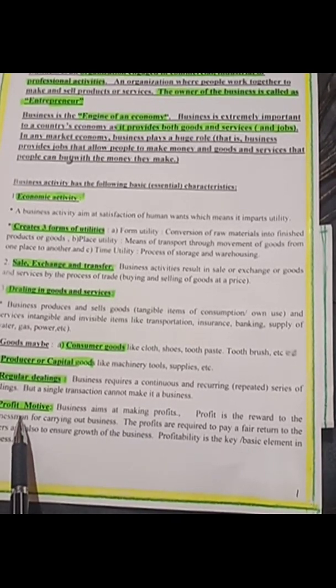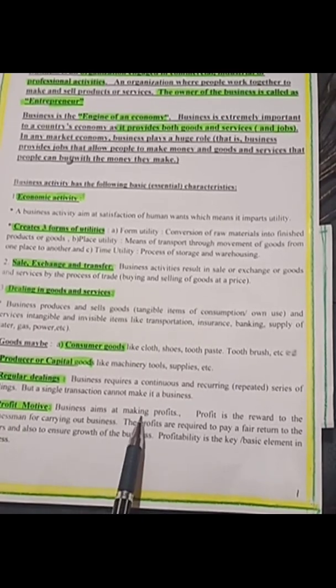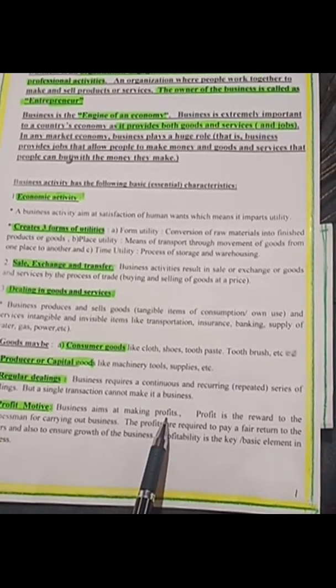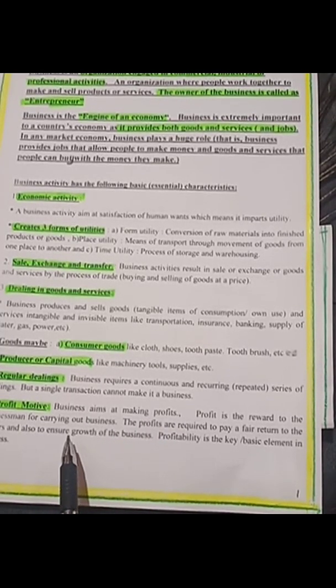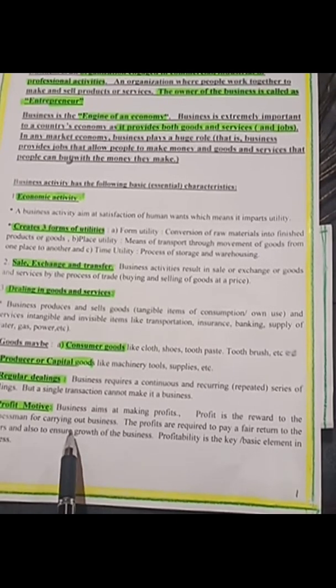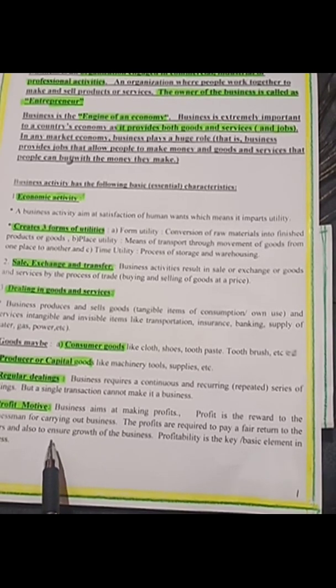Next one is profit motive. I tell you, business aims at making profit. Without profit, there's no way to run the business. Every business ends up making profit. That's why we say it's economic in motive. So anything which is related to money making is economic in nature. Profit motive. Business aims at making profit. Profit is a reward to the businessman for carrying out the business. People carry out business for profit. They get margins of profit. The profits are required to pay a fair return to the owner and also to ensure growth of the business.